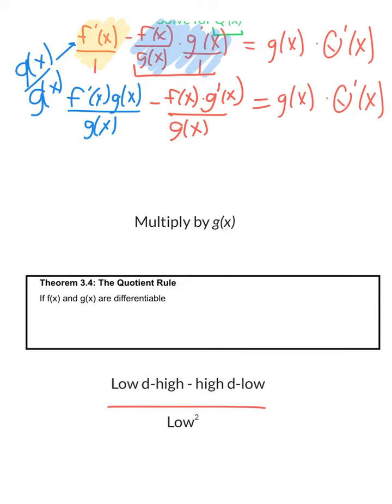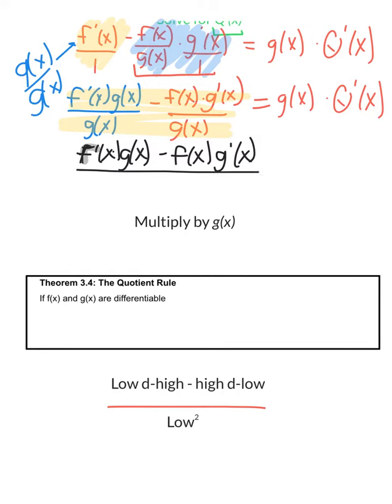So now that these two fractions actually have a common denominator, they both can now be added together, or in this case subtracted. So I'm going to write it as one fraction. It would be f prime of x times g of x minus f of x times g prime of x, all over g of x, and of course on the right side that is still going to equal g of x times q prime of x because we haven't touched that yet.